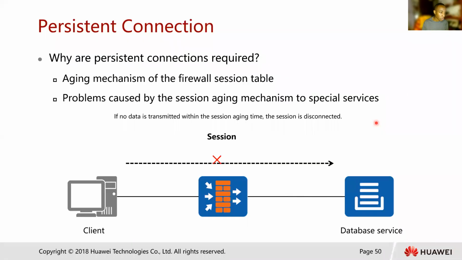Persistent connections. Sometimes we might need a persistent connection. There has to be a mechanism for the firewall session table, because of problems caused by the session aging mechanism to special services. If no data is transmitted within a session aging time, the session is disconnected. Think of it like if you ever try to access something, then after a while you find you're logged out. It's a very easy thing when you look at it.